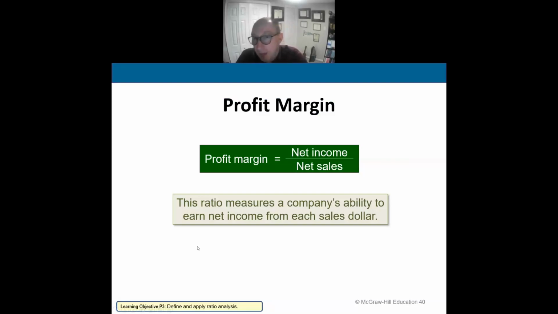Profit margin. We take the net income, which is found at the bottom of the income statement, divided by net sales, which is net revenue, found toward the top of the income statement. It tells me the company's ability to generate a net income each year.